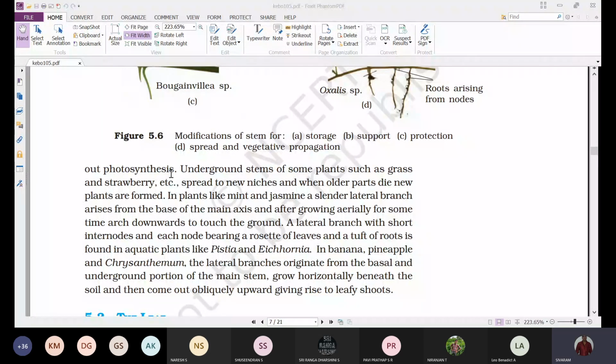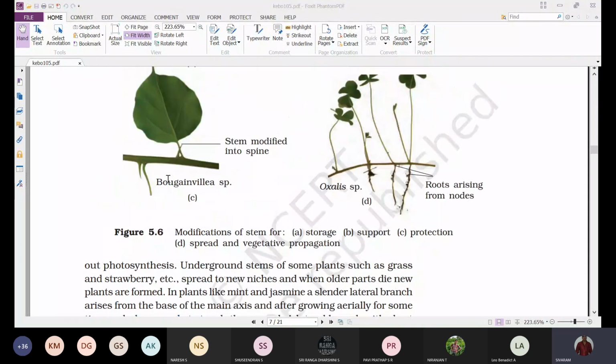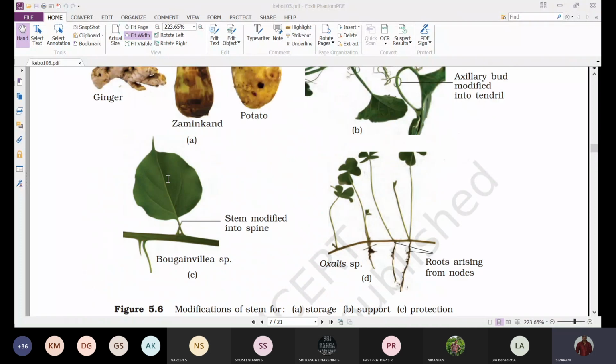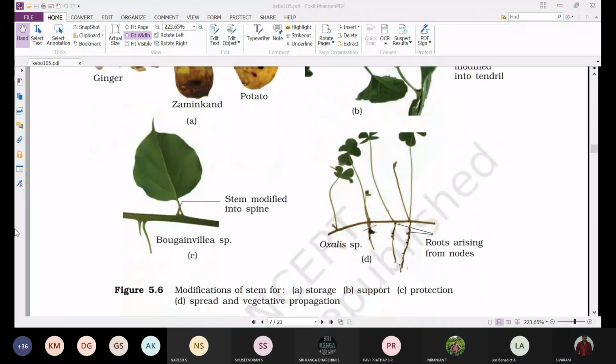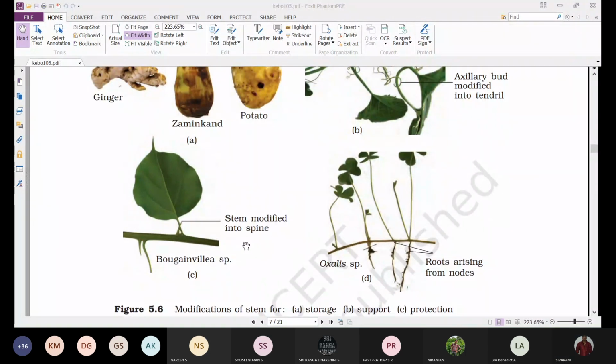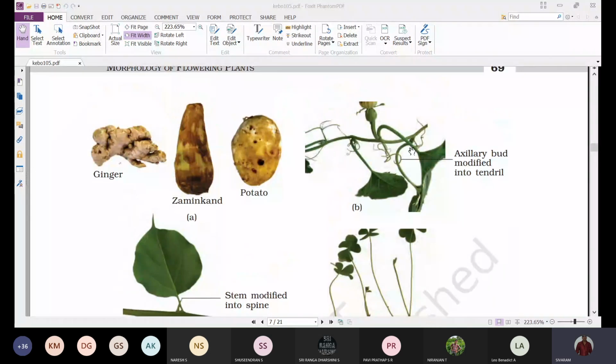That is what we can see here. In Bougainvillea, we can observe the sharp pointed structures developing from the axillary bud. Wherever the axillary bud is present, at that point we can observe this. They are modified into thorns. And here we can see the tendrils. The axillary bud is modified into a tendril.